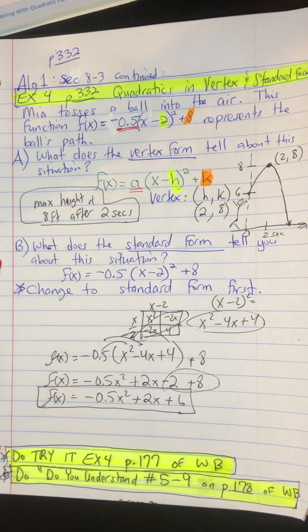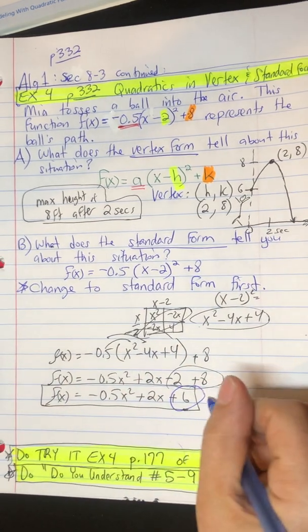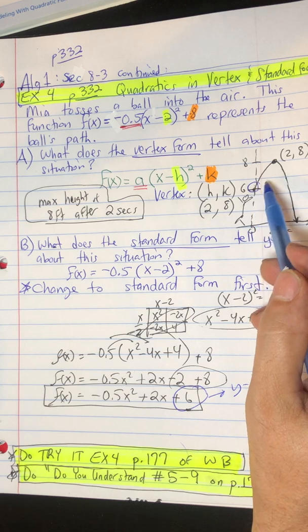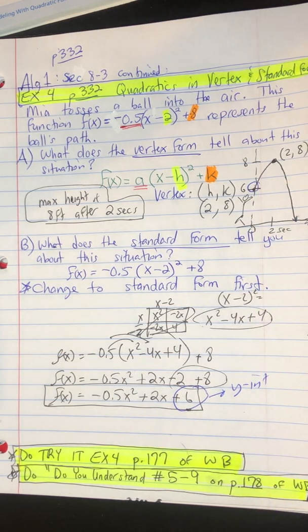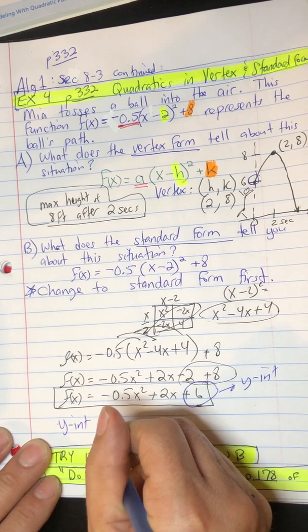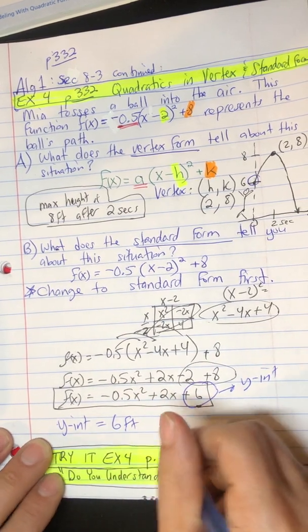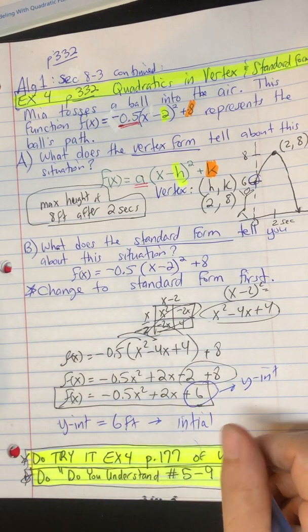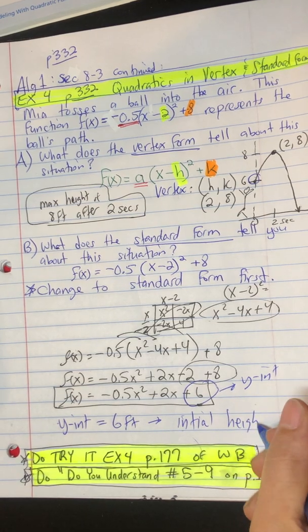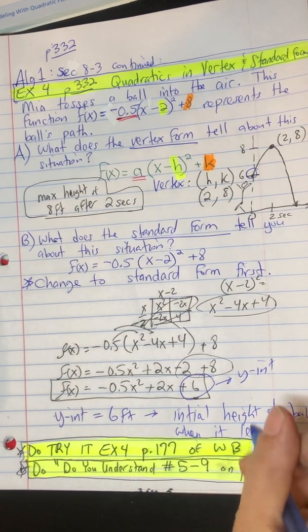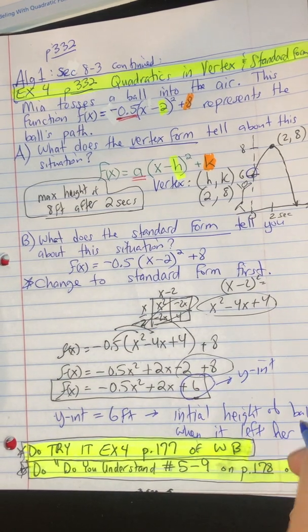What does standard form tell us? Remember C in standard form tells us the y-intercept? In this case, if you look at the graph in the book, or you look at this graph, the y-intercept is the initial height of the ball when it let go of her hand. So standard form gives us the y-intercept, which is 6 feet. It tells us the initial height of the ball when it left her hand.